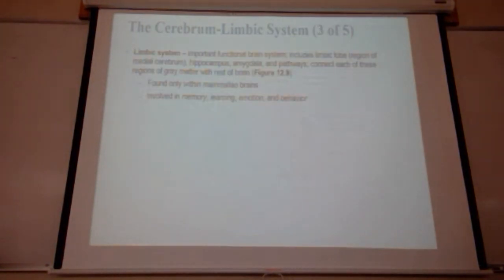The limbic system is an important functional brain system. It includes the limbic lobe, which is a region of the medial cerebrum, the hippocampus, the amygdala, and certain pathways that connect each of these regions of gray matter with the rest of the brain. Interestingly, the limbic system is found only within mammalian brains.